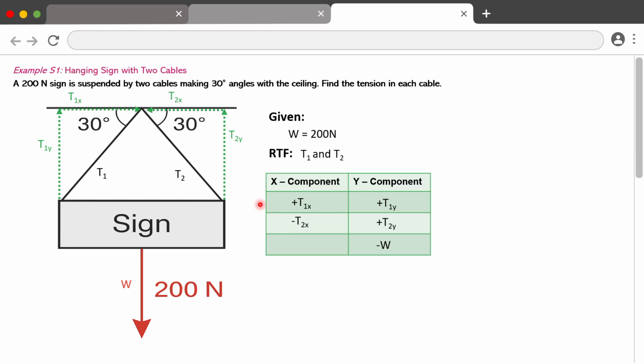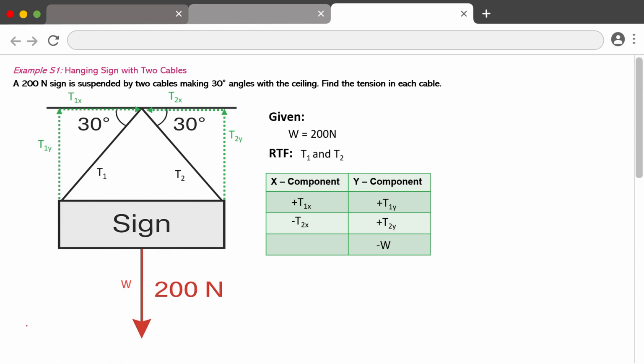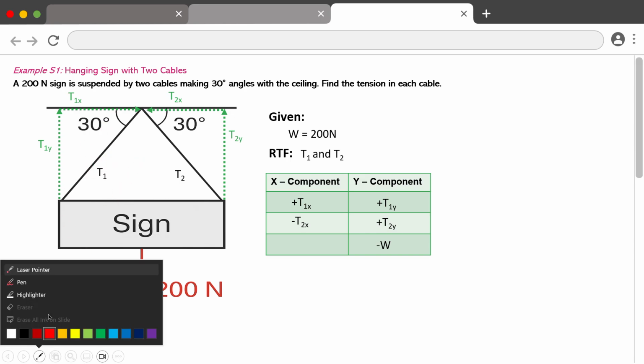Now let's start with T1x. Notice that the vectors T1y, T1x, and T1 form a right triangle, right? T1y is perpendicular to the ceiling, so we have a right angle here, which makes this a right triangle. Now, as I've mentioned before, we're going to express these four components in terms of the original tension force vectors. So let's use trigonometry in order to do that.